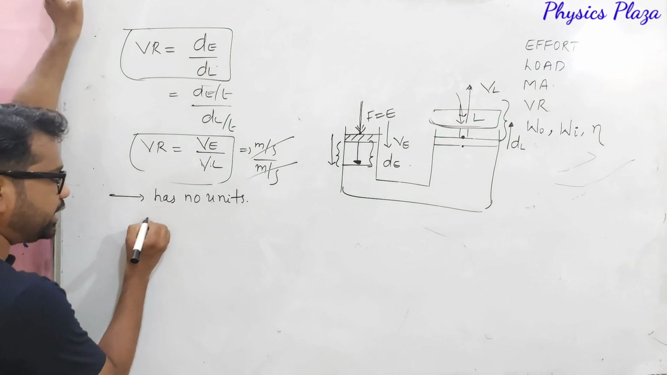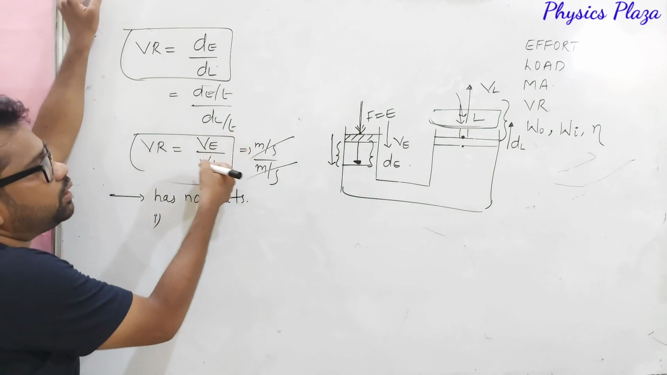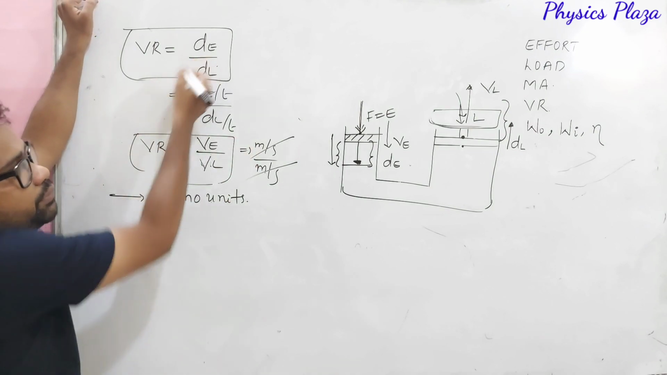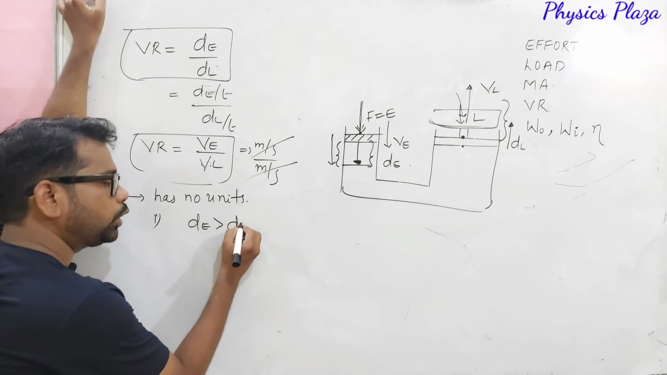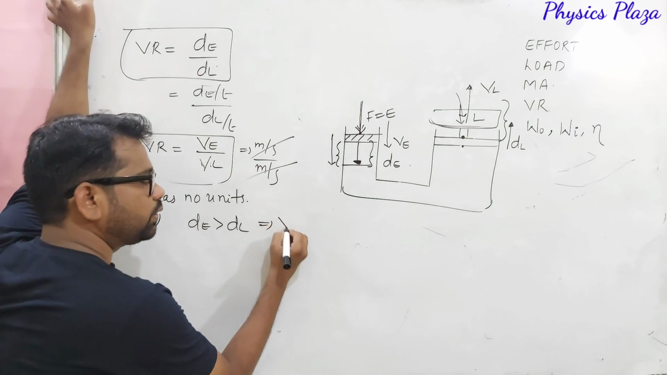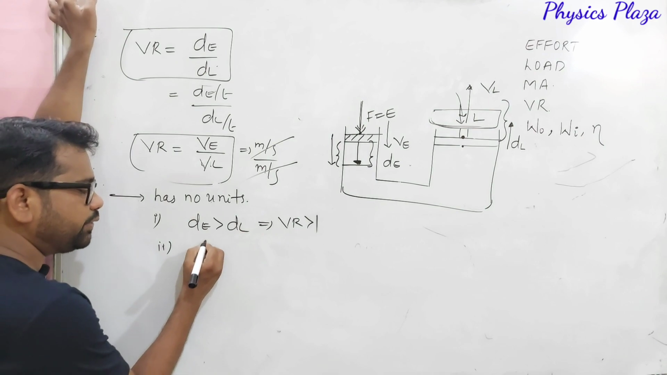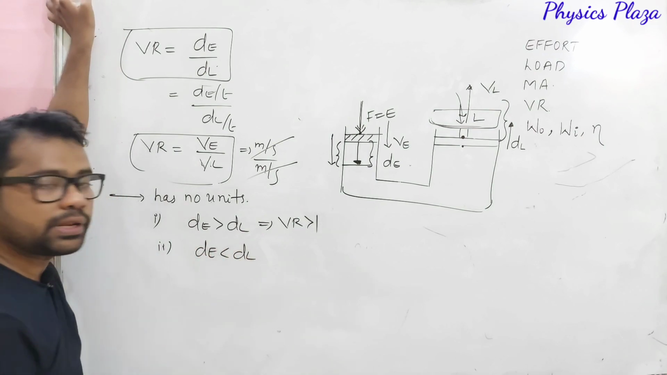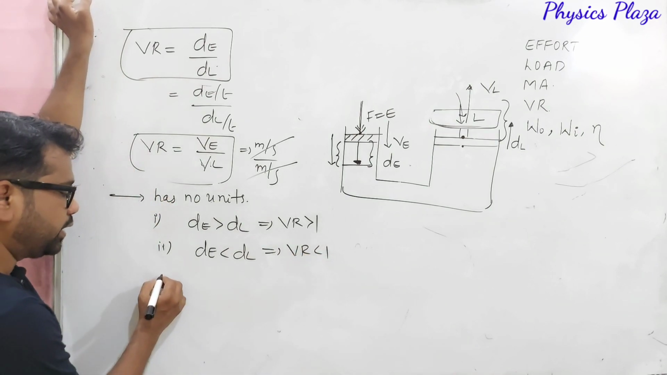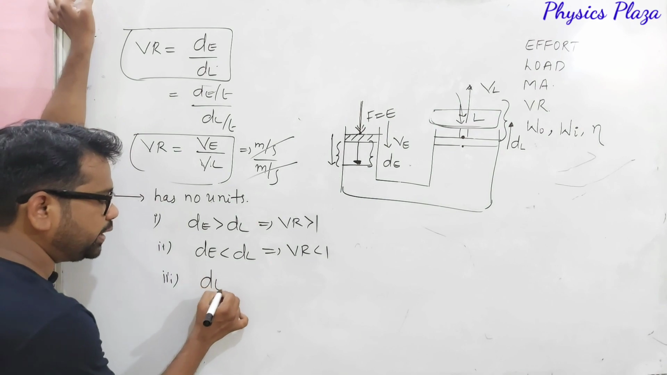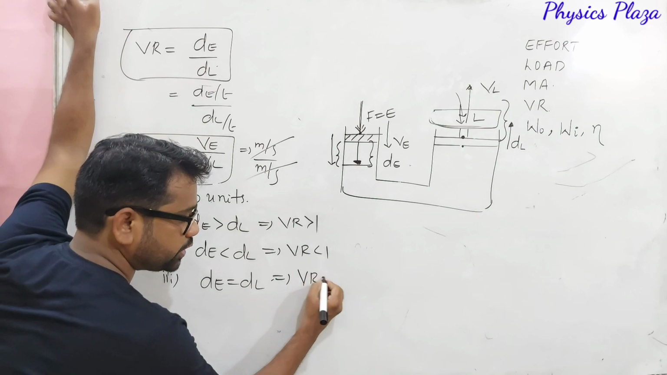And here also, dear children, we have three cases. Case 1: if effort displacement, or you can take effort velocity, is greater than the load displacement, then what happens here? Velocity ratio will be greater than 1. In the second case, if effort displacement is less than the load displacement, velocity ratio will be less than 1. If effort displacement is equal to load displacement, then velocity ratio is equal to 1.